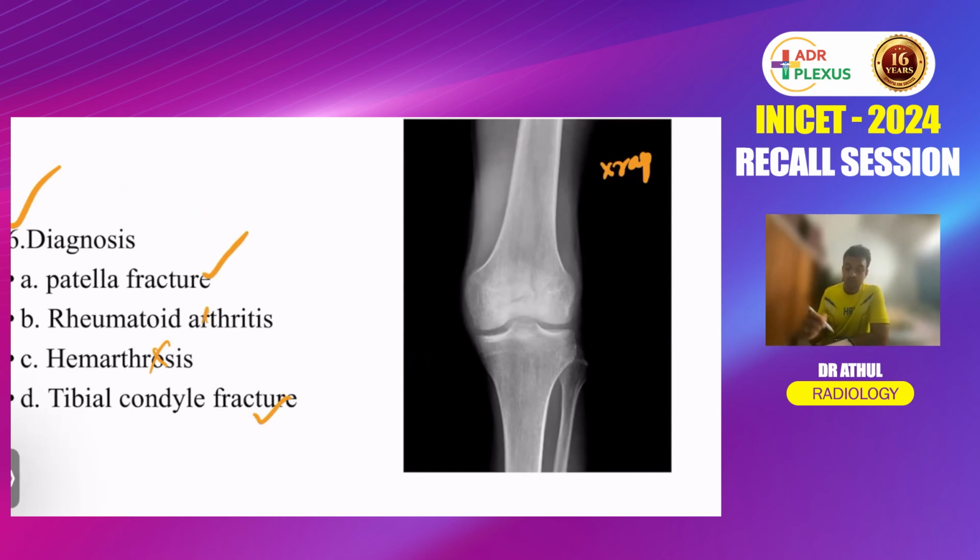Rheumatoid arthritis is also not that easy to diagnose with a single plane radiograph. If they are giving you a bilateral radiograph of the wrist or hand, then you can make the diagnosis of rheumatoid arthritis. So most probably in the exam, the answer should be either patellar fracture or tibial condyle fracture. Most of the students are telling there was a lucency like this in the region of patella. So the answer for this question is patellar fracture, not tibial condyle fracture.